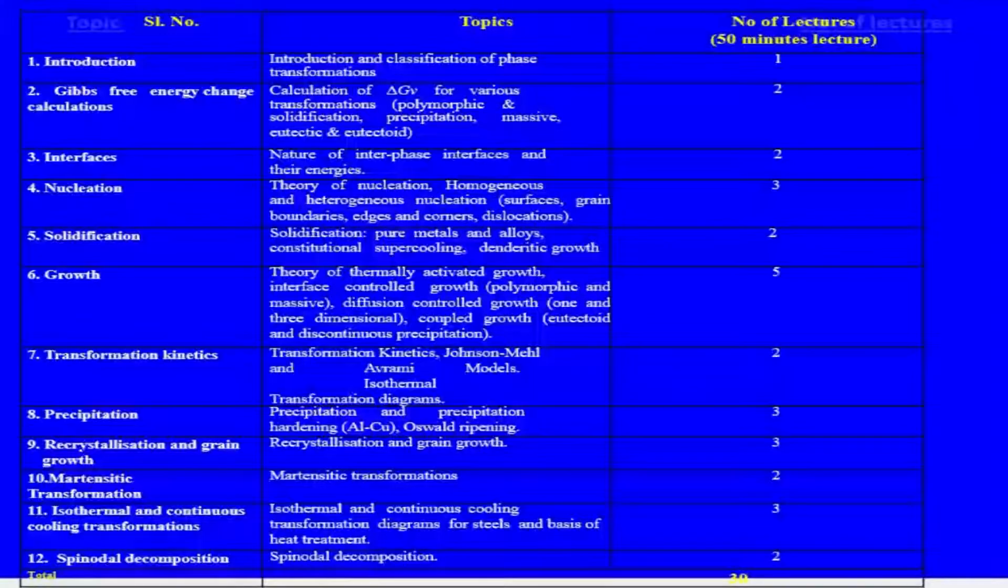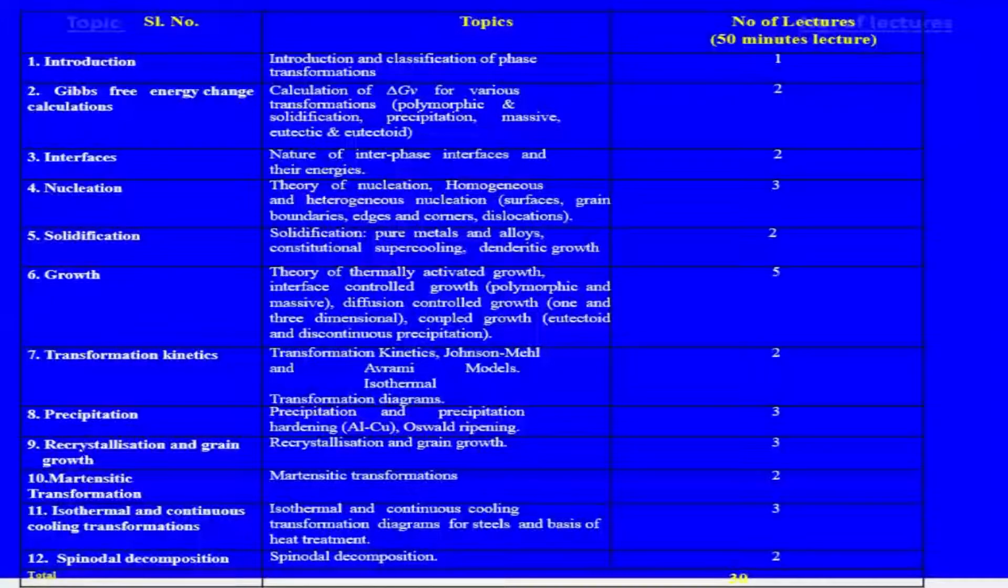Then we are going to start the first of the phase transformations, that is solidification. As you see here, solidification is a liquid to solid phase transformation. Then we will talk about growth from different aspects like thermally activated growth, interface controlled growth, diffusion controlled growth, that is why you need to know, as well as coupled growth in eutectoid or eutectic transformations. Then we will talk a little bit about transformation kinetics in terms of different models, Johnson-Mehl and Avrami models, and some amount of thermal phase transformations.